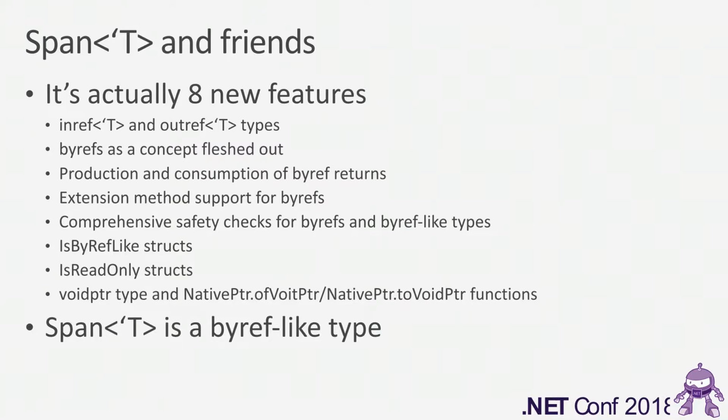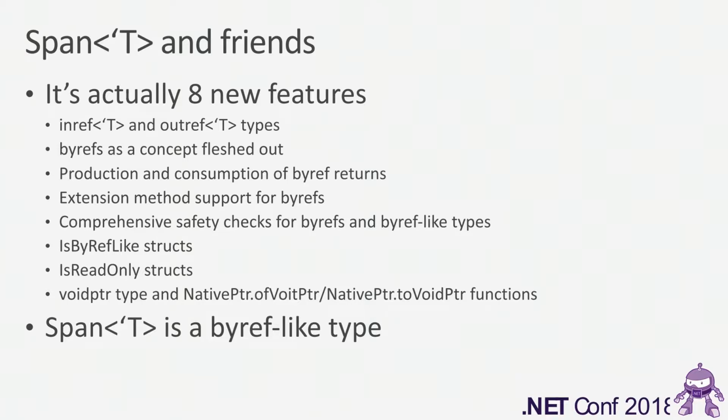There's production and consumption of byref returns, which is something that came out a while ago and has evolved for quite a while. We have extension method support for byrefs. We have a lot of safety checks for using byrefs and byref-like types, which is the thing that holds it all together, because you want to be able to do low-level programming in a high-level language, but the whole point of using a high-level language is to be safe.